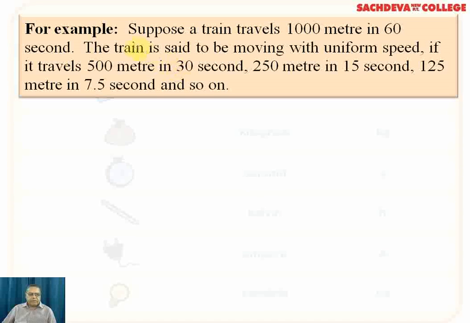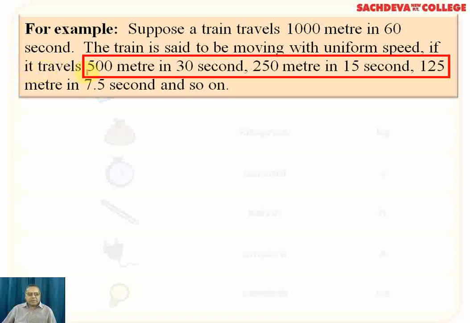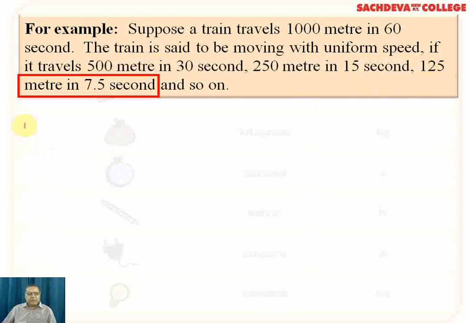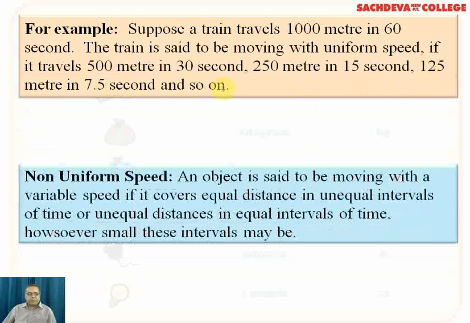For example, suppose that the train is covering 1000 meters in 60 seconds, the train is said to be moving with uniform speed. Now, if it travels 500 meters in 30 seconds, or if it covers 250 meters in 15 seconds, or 125 meters in 7.5 seconds, then we will find that in all cases it will be uniform speed.